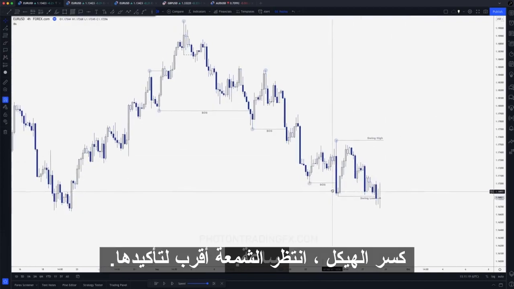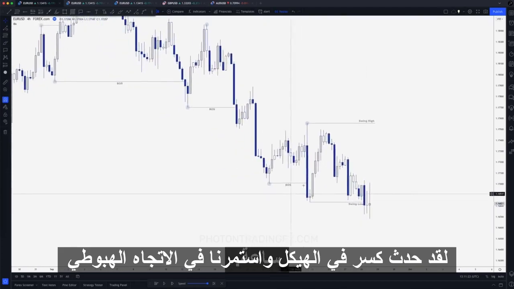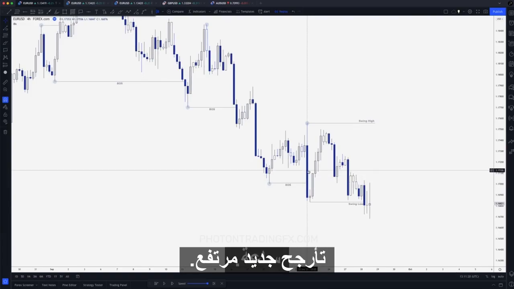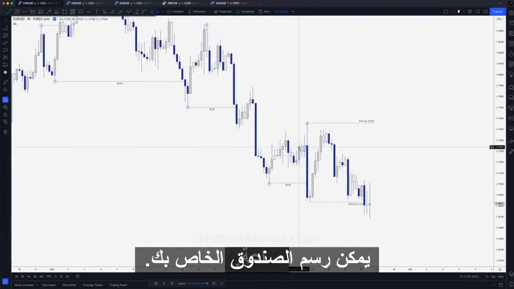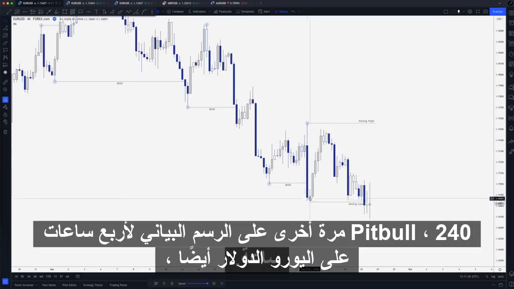When we get a break of structure, wait for the candle closure to confirm it. The candle closure confirms we've had a break of structure and we've continued the bearish trend. After we have a break of structure, where is our new swing high? It's the highest point that broke this low after the low formed. So you can draw your box, mark it out. We do not know where the swing low is until we have at least a 40 pip pullback on the 4-hour chart on Euro Dollar.